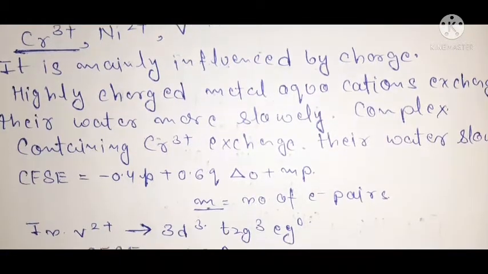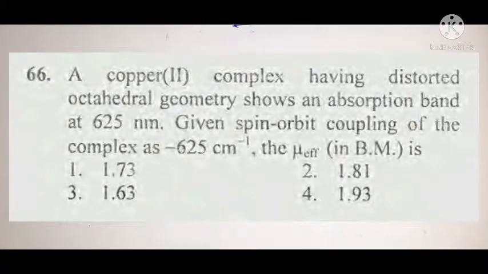Okay friends, now we move towards our next question. It says a copper second complex having distorted octahedral geometry shows an absorption band at 625 nanometer. Given spin orbit coupling of the complex as -625 centimeter inverse, the μ effective, that is the spin only magnetic moment in Bohr magneton, is, and we have 4 options. This question is coming for 4 marks, that means this is related to your part C. So let's do the solution of this question.